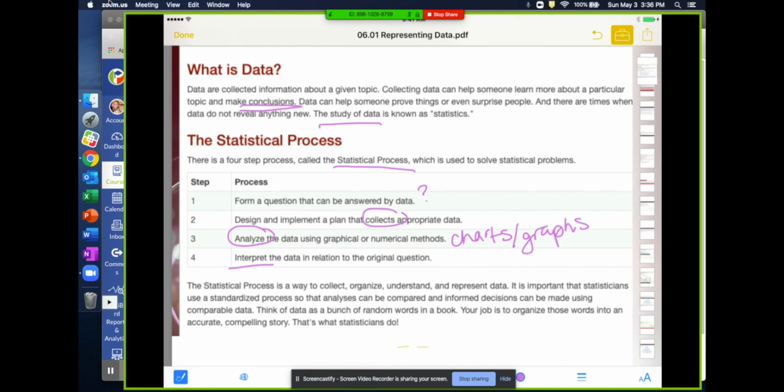So you can't just have all the data and not do anything with it. You actually have to present it and show it, interpret it in a way that's going to make sense. So the statistical process is a way to collect, organize, understand, and represent data. This might kind of look familiar to the scientific method that you learn a lot about in science, where you have to follow the specific process when you're talking about data.